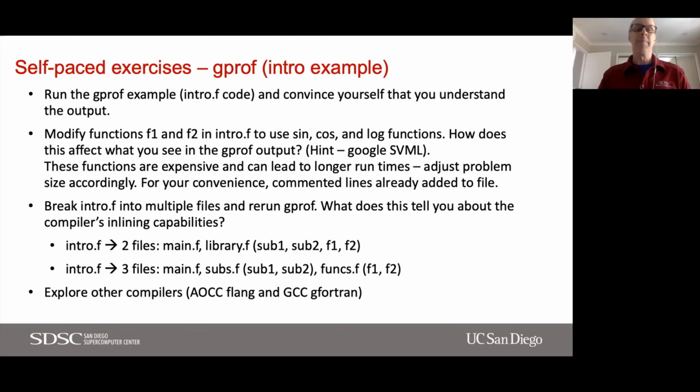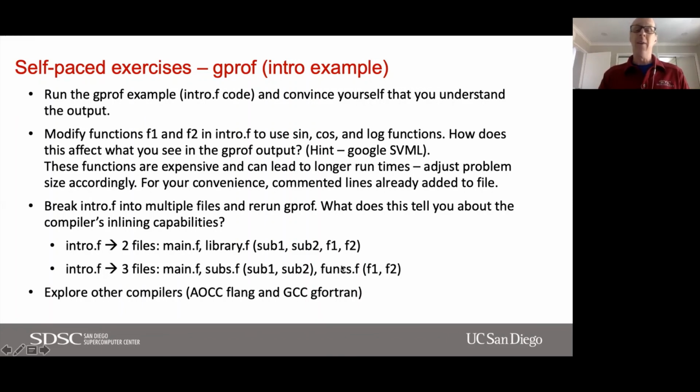So I'm going to say, run the gprof example with the intro.f code and convince yourself that you understand the output. And then maybe modify functions f1 and f2 to use sines and cosines and log functions instead of square roots, and see how that affects the gprof output. One hint is you're going to see a lot of references to something called SVML. So you can go ahead and Google that. These functions are very expensive and they can lead to longer run times. So you might need to shrink down your problem size a little bit.